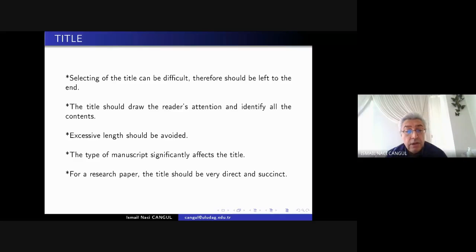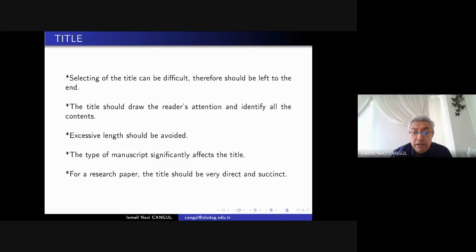That's important. The title should draw the reader's attention. Provocative, they say. The title should be provocative and identify all the contents of your work. Excessive length titles should be avoided. If the title is too long, then people will not like it, believe me.